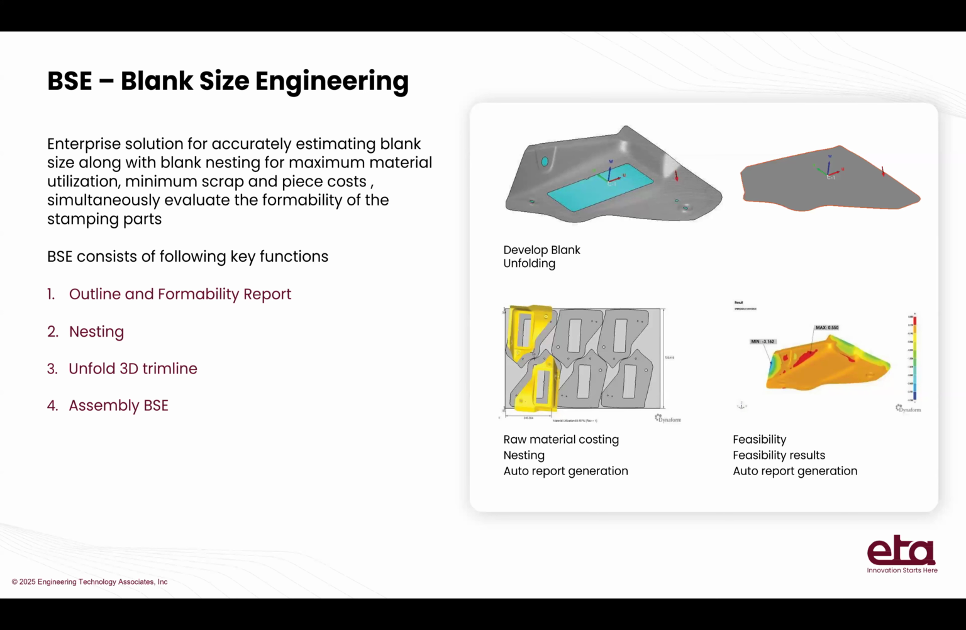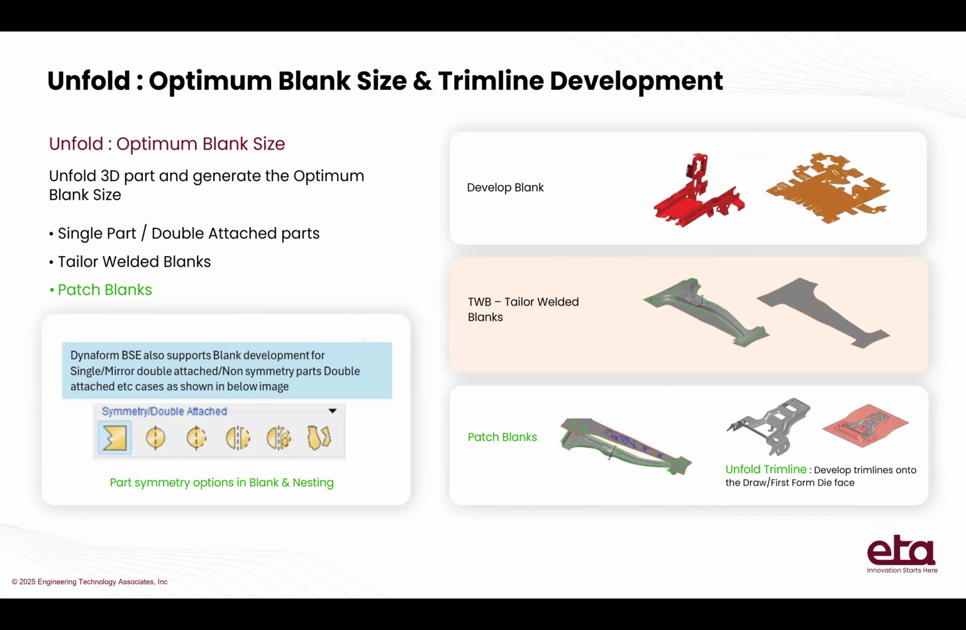The key functions in BSE are outline and the formability report, nesting, full 3D trimline, and the assembly BSE. Unfolding identifies the optimal blank size for single or multiple parts. Trimline development is done directly on the first draw die. BSE can account for part symmetry and special blank configurations for maximum yield.